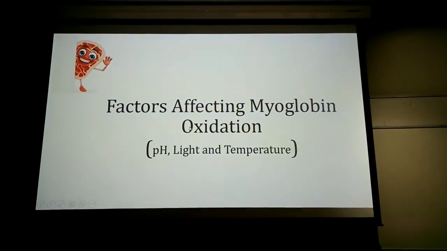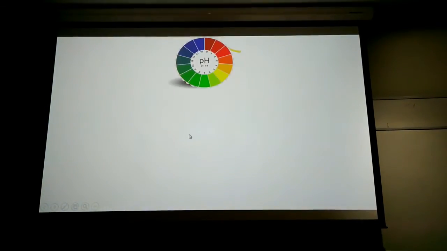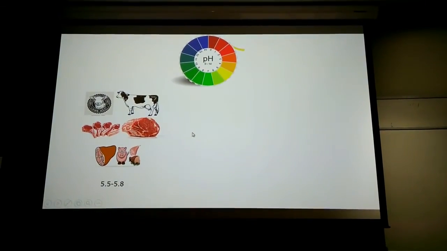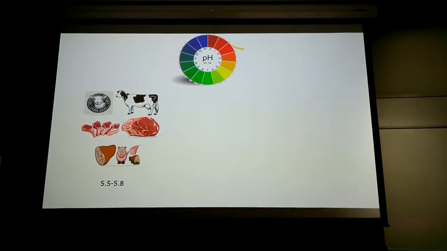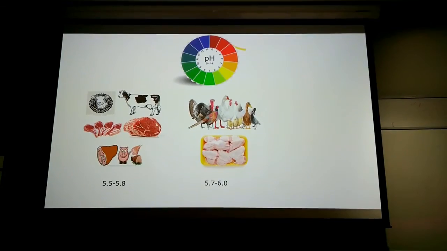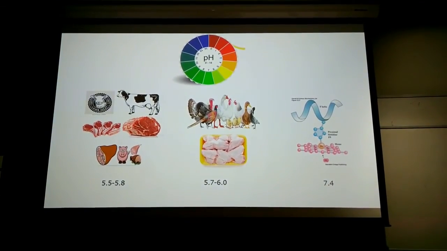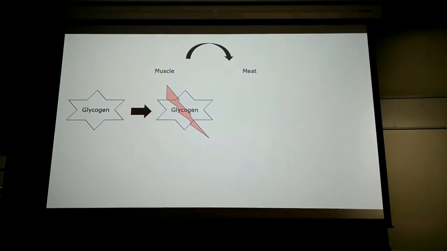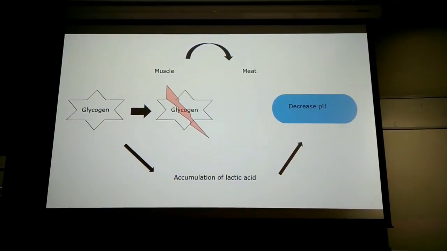Factors affect the oxidation of myoglobin, which in turn affects the quality of the meat. pH. It is observed that a postmortem skeletal muscle pH in beef, pork, and lamb is typically 5.5 to 5.8, whereas pH of avian muscle ranges from 5.7 to 6. However, myoglobin is quite stable at 7.4. Breaking of glycogen occurs as the muscle is converted to meat, and this results in accumulation of lactic acid, which in turn decreases the pH.